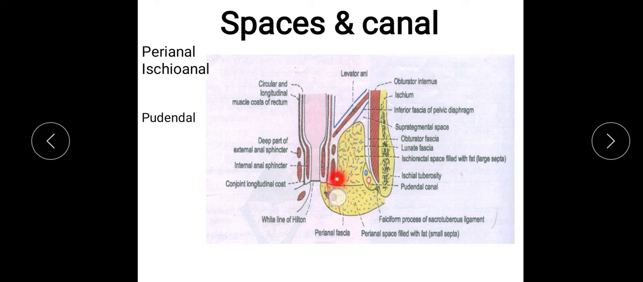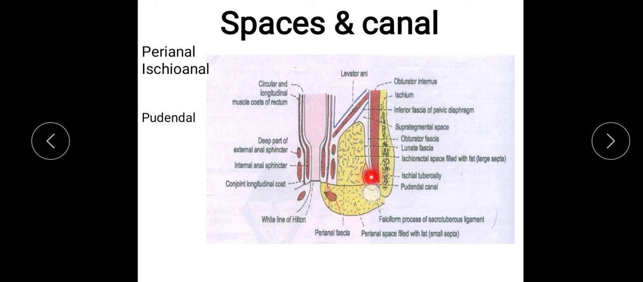The fascia divides the ischioanal space into above, the suprategmental space, and below the fascia, the tegmental space. This space is the suprategmental space. And this one is the pudendal canal. It is the fascial canal in the lateral wall of the ischioanal fossa, enclosing the pudendal nerve and internal pudendal vessels.